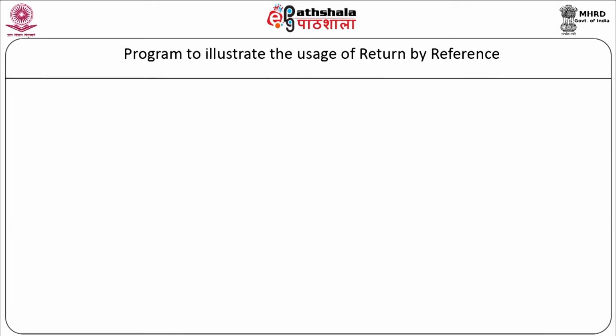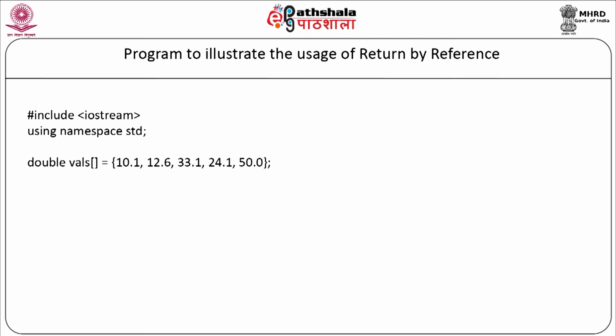Now let's see another program to see the usage of return by reference. We'll start with the program: #include <iostream>, using namespace std. Here we'll declare an array of doubles and initialize it as 10.1, 12.6, 33.1, 24.1 and 50.0. Now we'll define one user defined function as double&, a reference to a double, setValues(int i). It is going to accept one parameter. Let's start with the function body as return vals[i], and our function will end.